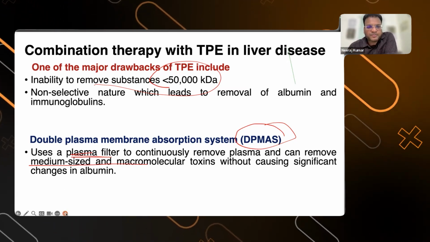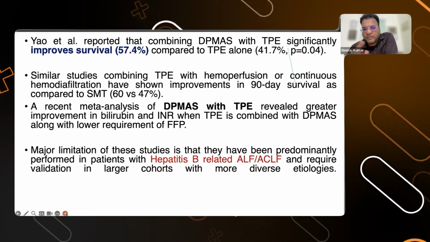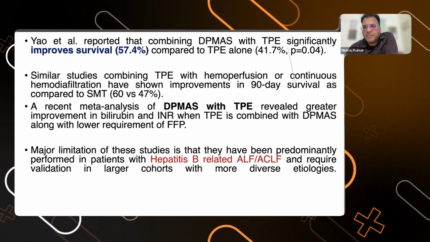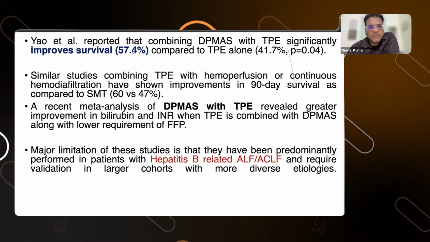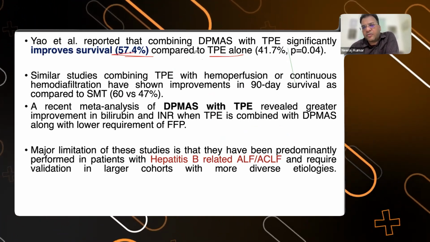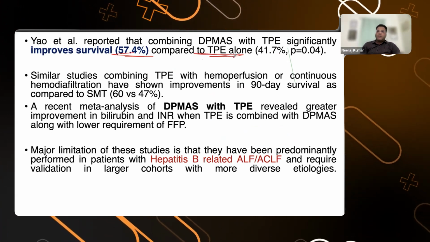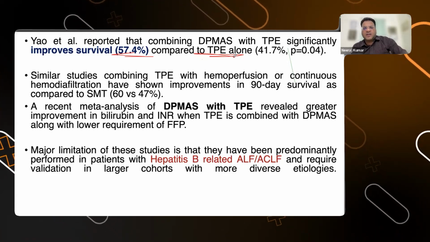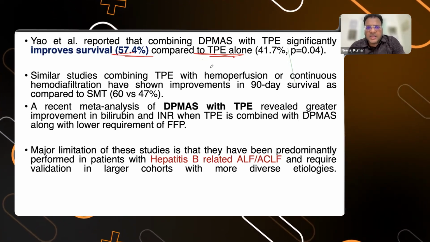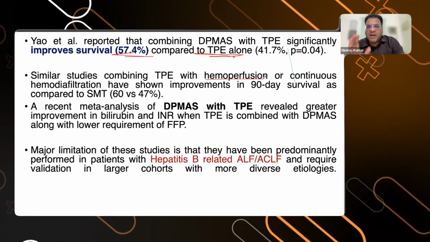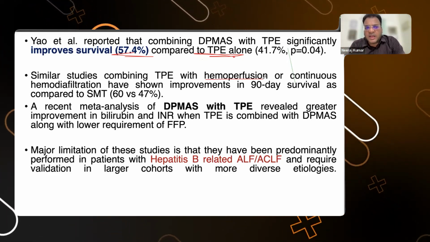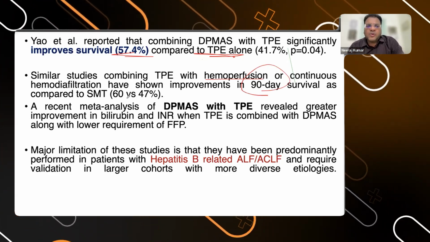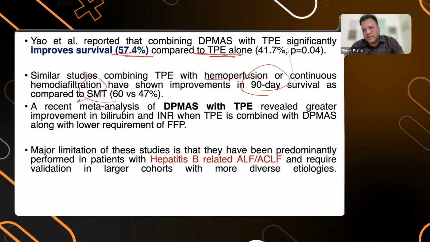Okay. Now, one or two examples based on this study, like Yao et al. They have reported that if you combine DP mass with TP, it improves the survival as compared to TP alone. So if you get a question on whether combining both gives a better result or not, yes, on combining, the result will be better. Even if you combine TP with hemoperfusion or CRRT, like continuous hemodiafiltration, it shows improvement in the 90-day survival as compared to TP therapy alone.